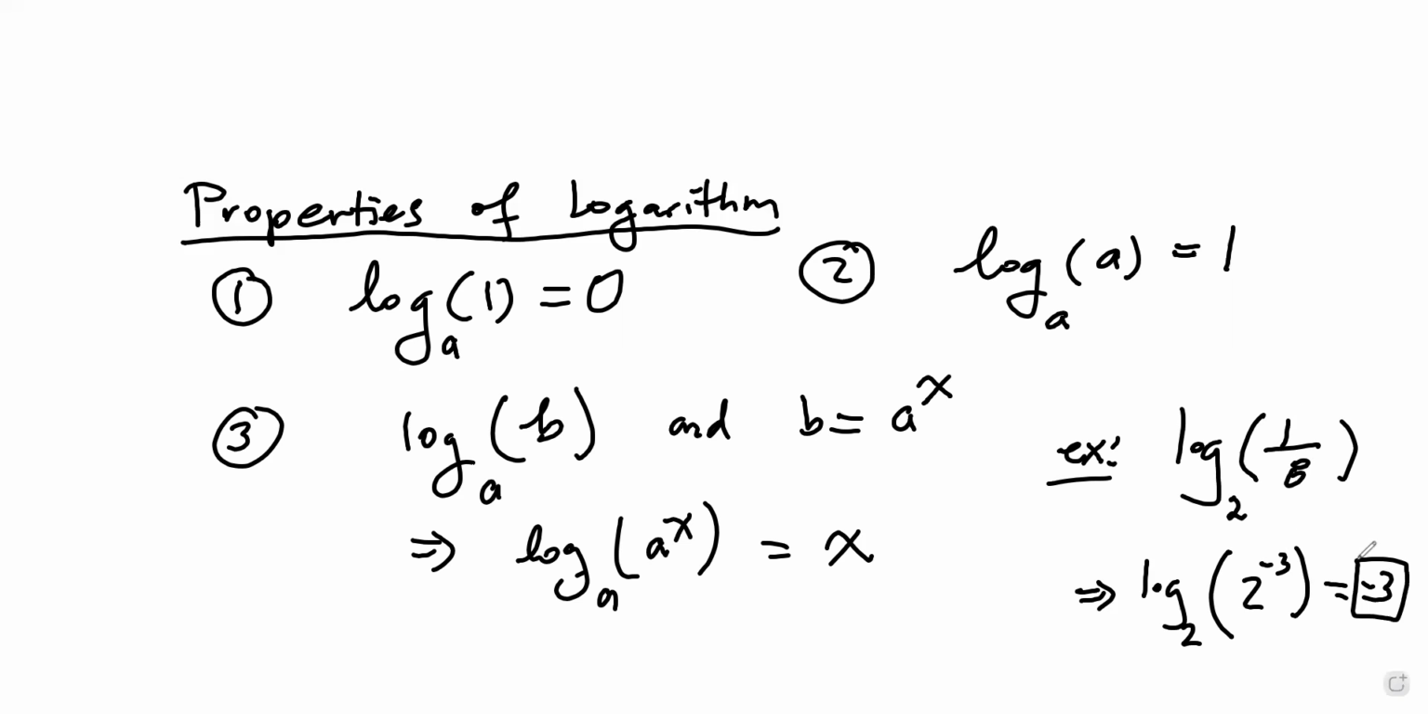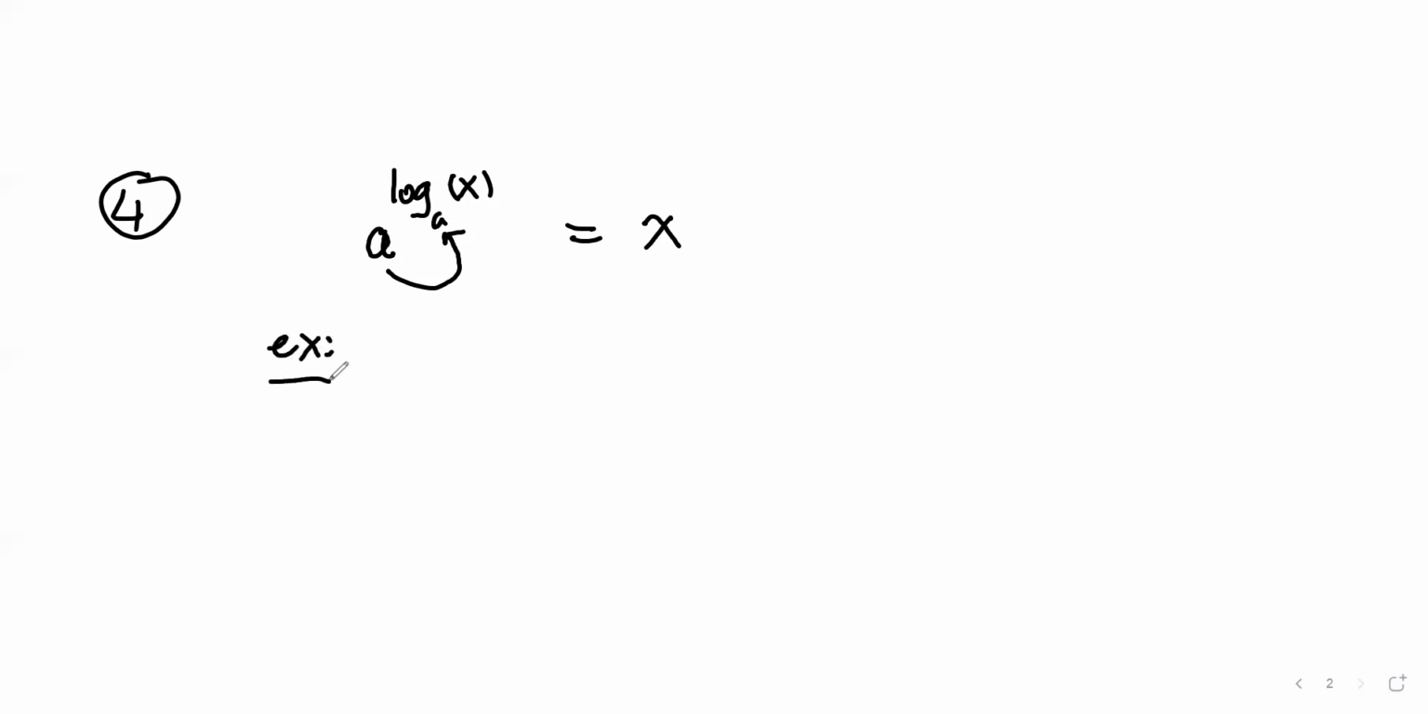Our next property is this, number 4. An exponent with the base a, and the power of this exponent is a logarithm with the base a of x, will just be x, because the base of the exponent and the base of the logarithm are the same in this case, so you will always get x. As an example, let's say you have 5 to the log base 5 of 2, and since these two are the same, you will just get 2.